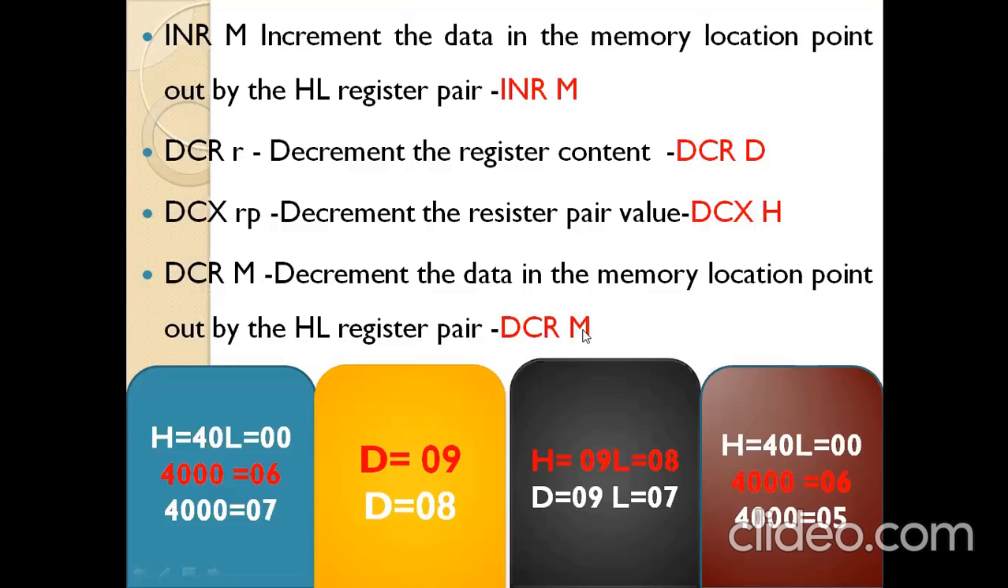Decrement M. M represents the HL register pair. H is equal to 40, L is equal to 00. So this is the address. This address value is 06. If you give the decrement instruction, it will change from 06 to 05.